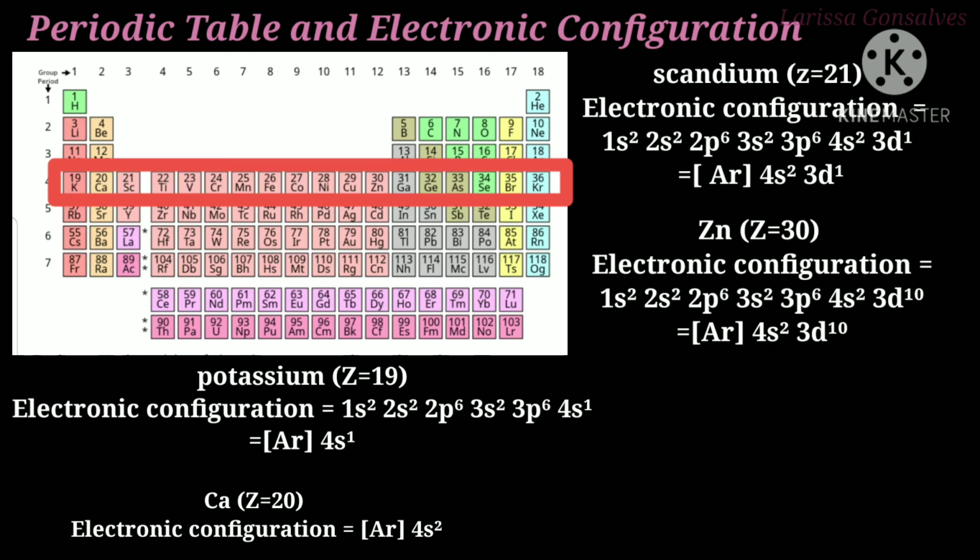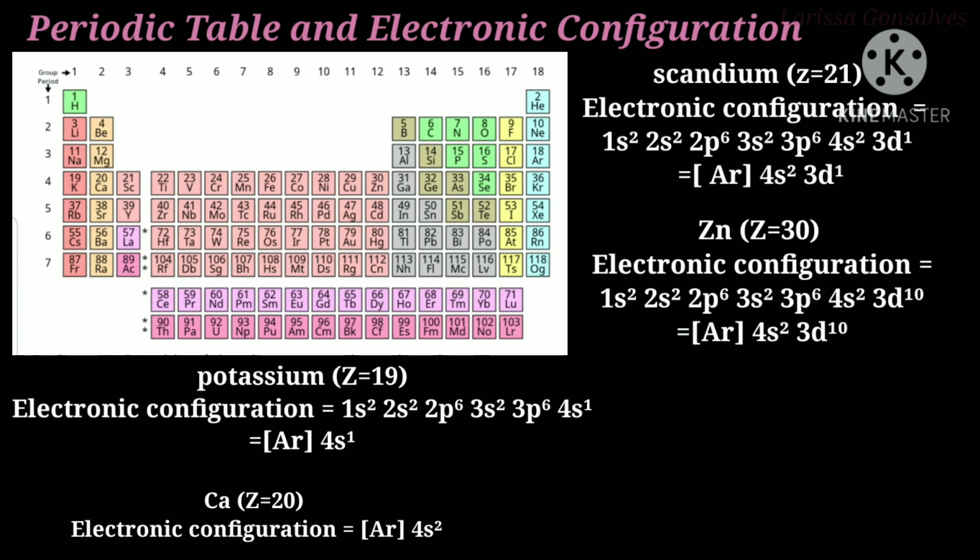Now the electronic configuration of scandium in condensed form is the noble gas core of argon 4s2 3d1, and the electronic configuration of zinc is noble gas core of argon 4s2 3d10. After zinc, the electrons enter the subshell 4p for the next 6 elements starting from gallium with the atomic number 31 to krypton with atomic number Z equal to 36.